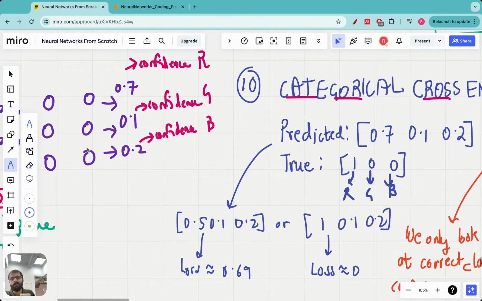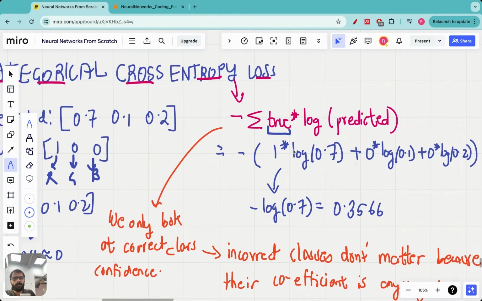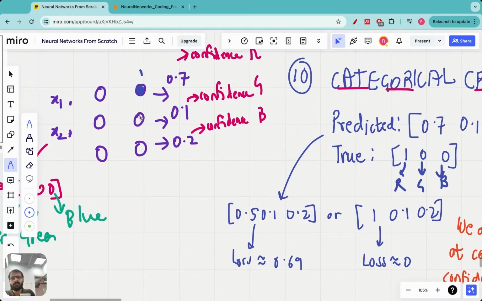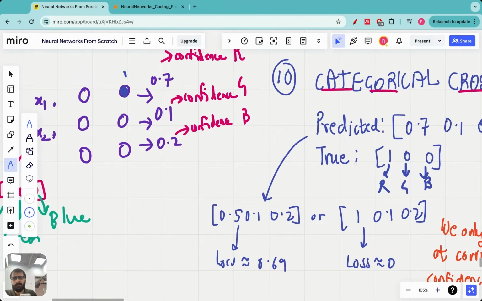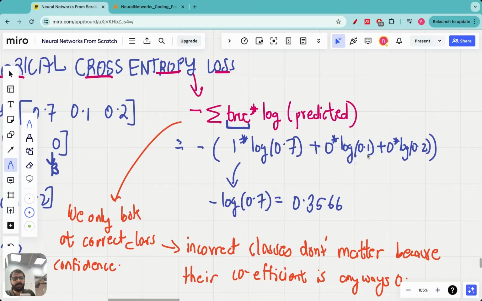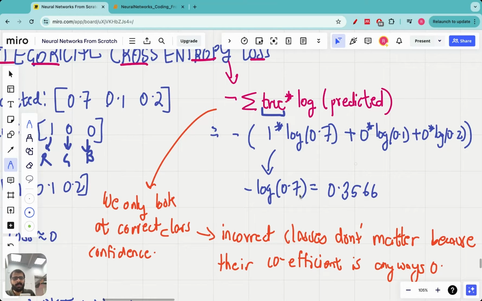So, let us scan this neuron by neuron. The true value is that only the first neuron needs to be activated. So, for the first neuron, the true value is 1. The first term will be 1 into log of 0.7 because the predicted value is 0.7. The second neuron ideally needs to be deactivated because there is no green prediction in the current input. So for the second neuron, it is 0 into log of 0.1, and for the third neuron, it is 0 into log of 0.2. So then the answer will be negative of log of 0.7, which is 0.3566.